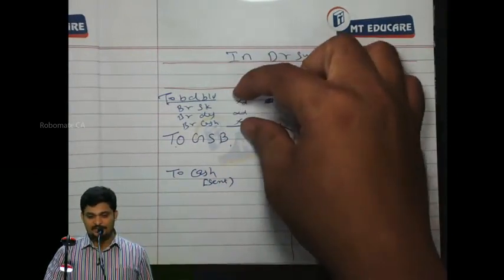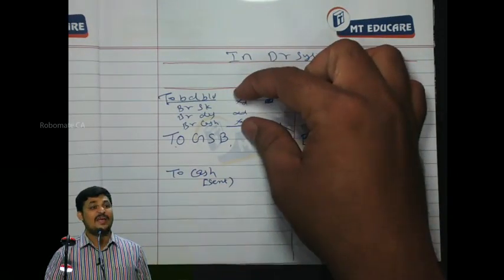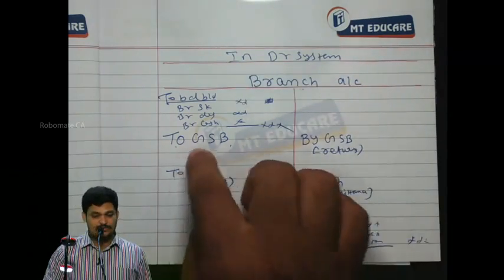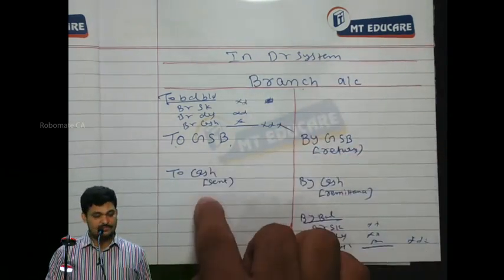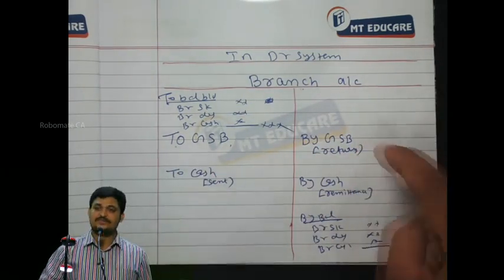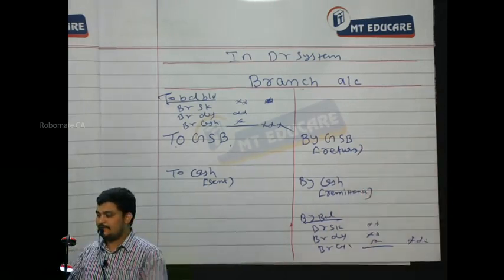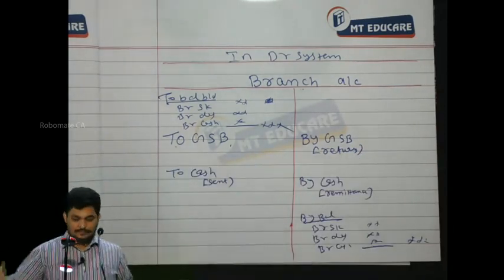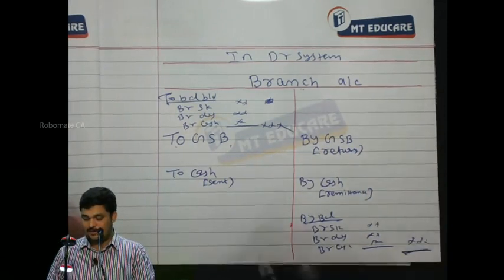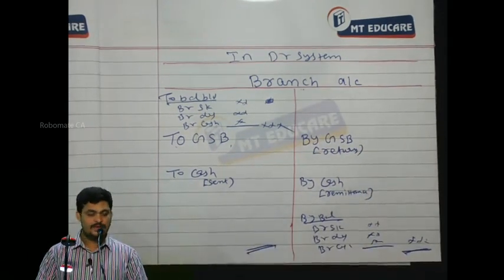So opening balance of various assets at the branch, and then goods sent to branch during the year, cash sent to the branch during the year, goods returns, cash remittance, closing balance. Is that clear, sir? If you balance this account, you will be getting profit or loss.